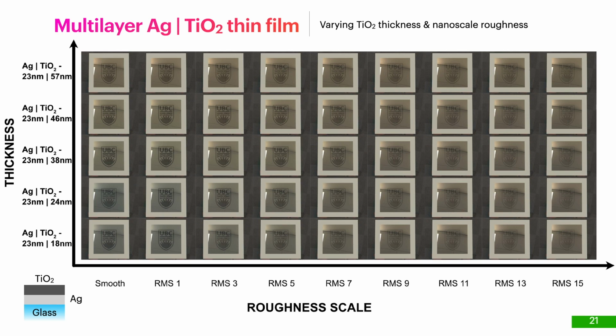Next, this also allows us to study multilayer effects with Ag and TiO2. The TiO2 here starts from 18 and we increase the thickness up to 57. We see the change of transparency as the roughness scale increases, and the color changes from gray bluish to brownish.